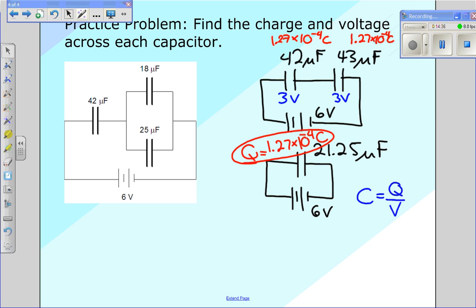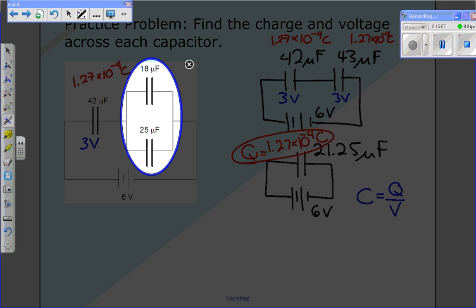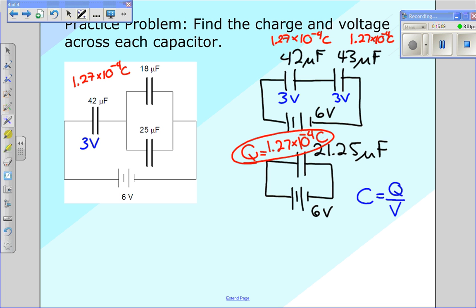So let's step back over here to the original circuit. I already know everything I need to know about this 42 microfarad. I know that the charge built up on it is 1.27 times 10 to the negative 4th coulombs. And I know that the voltage is 3 volts. Since these remaining 2 capacitors are in parallel, I know that each of them also has 3 volts built up.